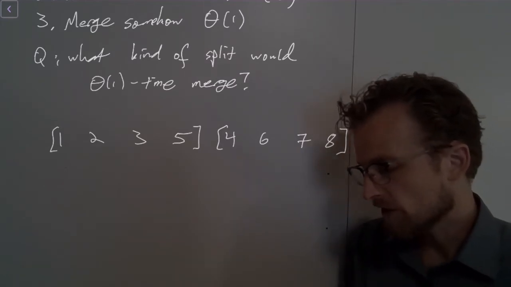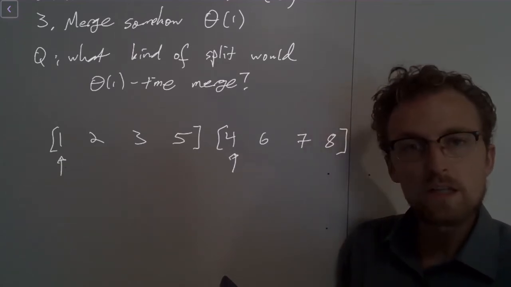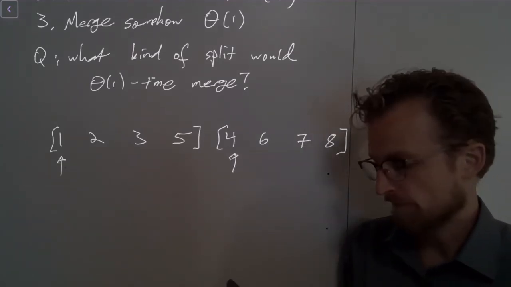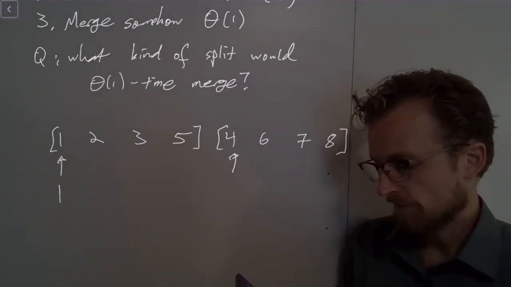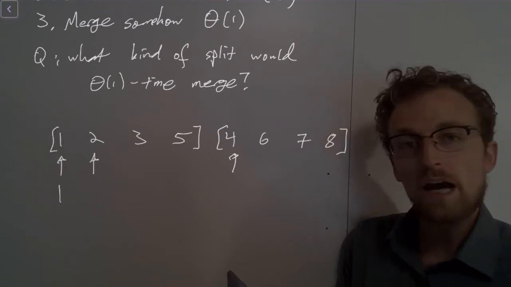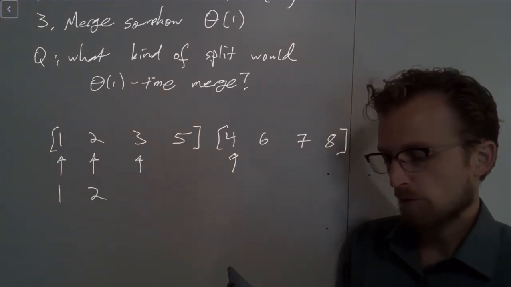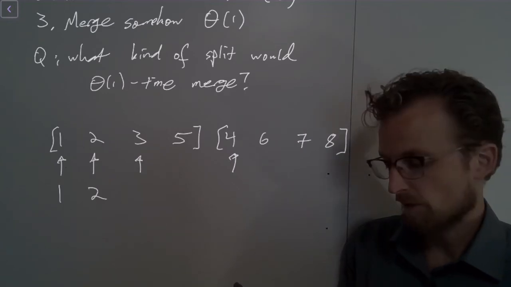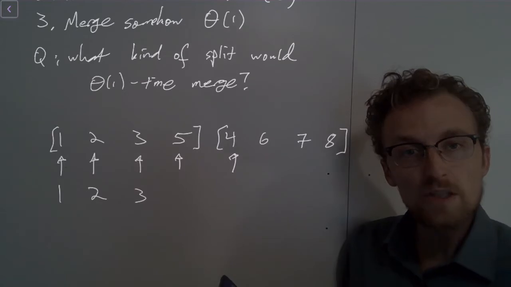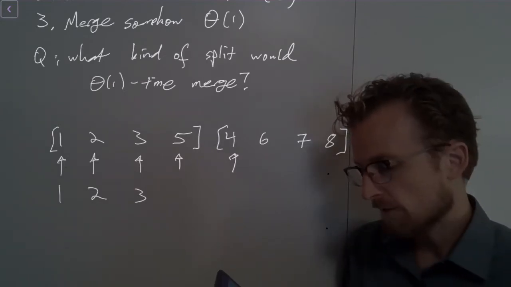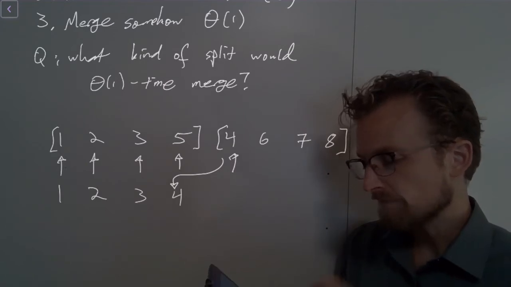So what merge is going to do is it's going to look at these two elements. It's going to compare them and say 1 is less than 4, so we'll copy 1 in, right? So 1 goes in directly. And then it looks at 2 and says, 2 is less than 4, so 2 goes in. Then it looks at 3 and 4 and says 3 is less than 4, and 3 goes in. Then it looks at 5 and 4, and now 4 is less than 5, right? So it has to take 4 and drop it down here.